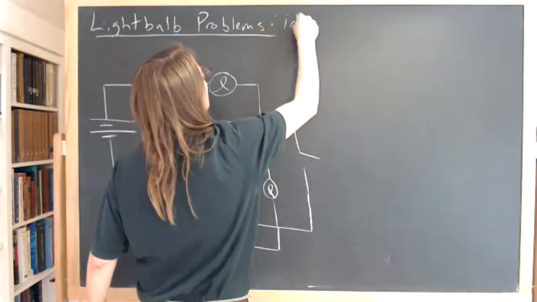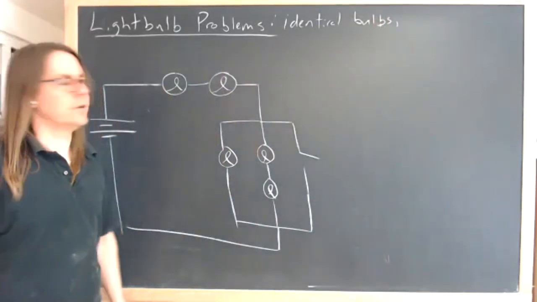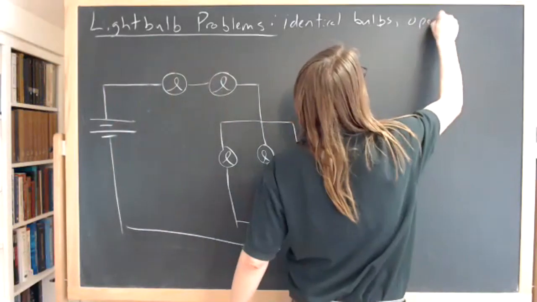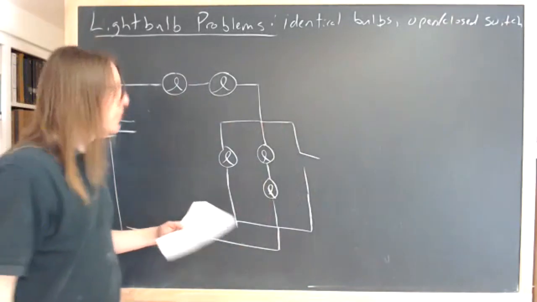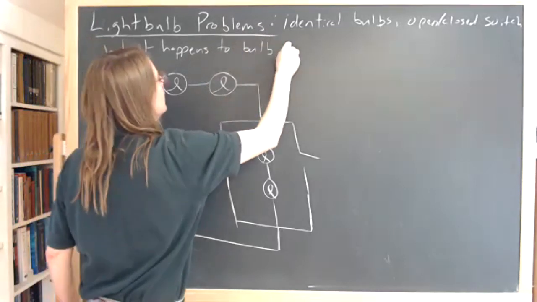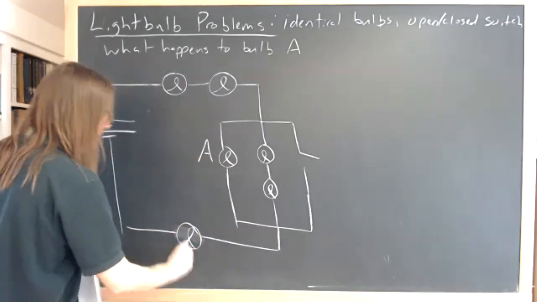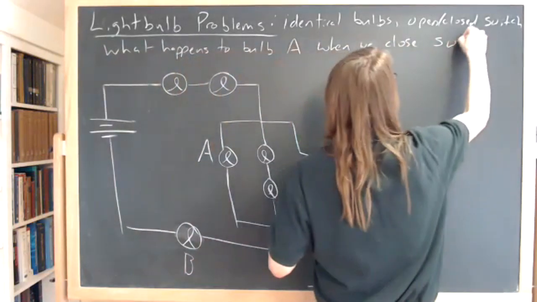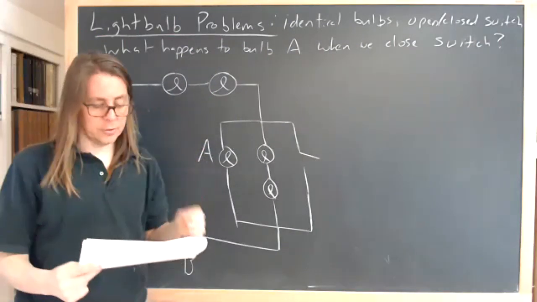So in this problem, we have identical bulbs. And what that means is they all have some resistance R. So we can put R's on all of them. They all have the same R. Identical bulbs and an open or closed switch. Right, so that can be open or it can be closed. And the question we're trying to answer is, what happens to bulb A? No, I didn't label it. Bulb A. Oh, there was a bulb down here. Bulb B is down here. What happens to bulb A when we close the switch? Does it get brighter? Does it get darker? Does it turn on? Does it turn off? Does it explode? Etc.